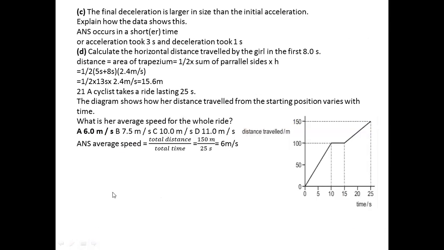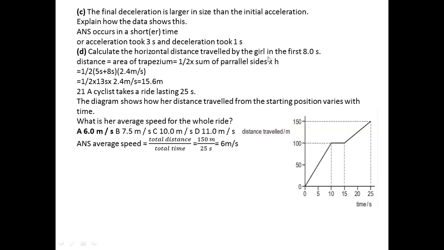Next question. The final deceleration is larger in size than the initial acceleration. Explain how the data show this. Because the final deceleration is occurring in a shorter time period. Acceleration is equivalent to change in velocity over time. So acceleration and time are inversely proportional. If time is shorter, acceleration will be larger. So for deceleration, the time taken is shorter. It is 1 second only. Whereas for positive acceleration, it was 3 seconds. So that's why the time for deceleration is shorter. Therefore, its value of deceleration is larger because deceleration and time are inversely proportional.